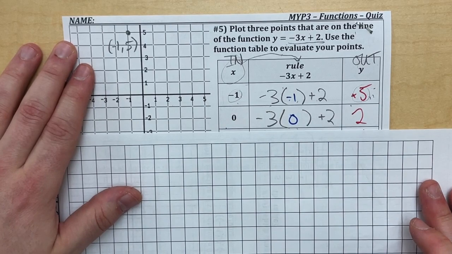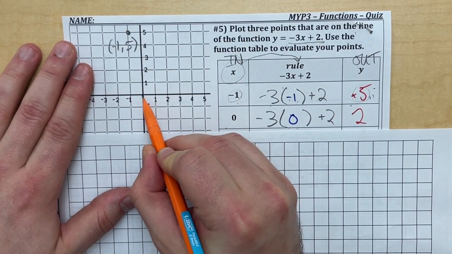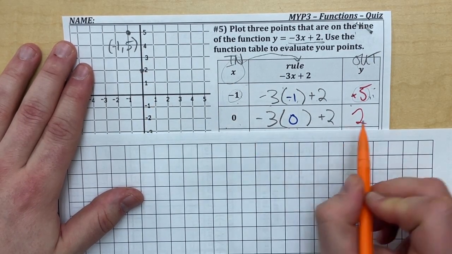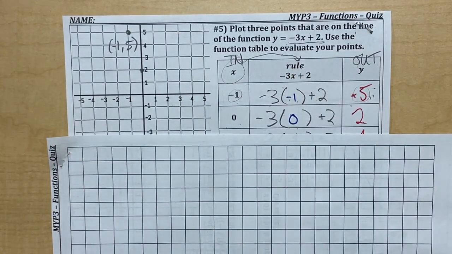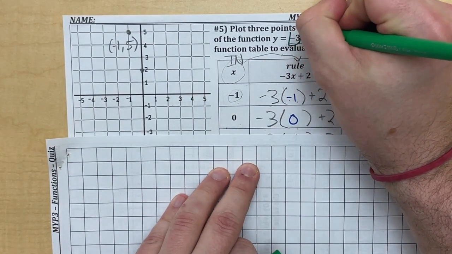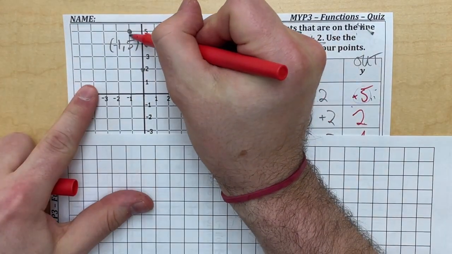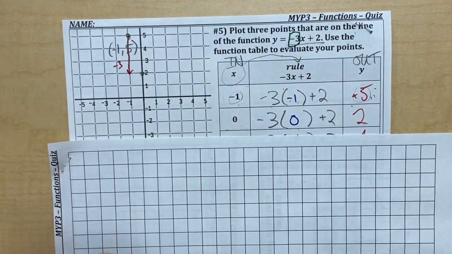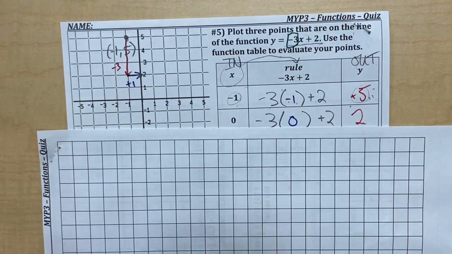Next ordered pair, I have 0, 2. So I go left or right, none, and then I go up 2 for my next ordered pair of 0, 2. And also, I can notice using that slope, I can say, hey, my slope for this is -3. That means I go down 3 steps. So I have -3 for every 1 step to the right. So if you need to build that staircase, you certainly can.